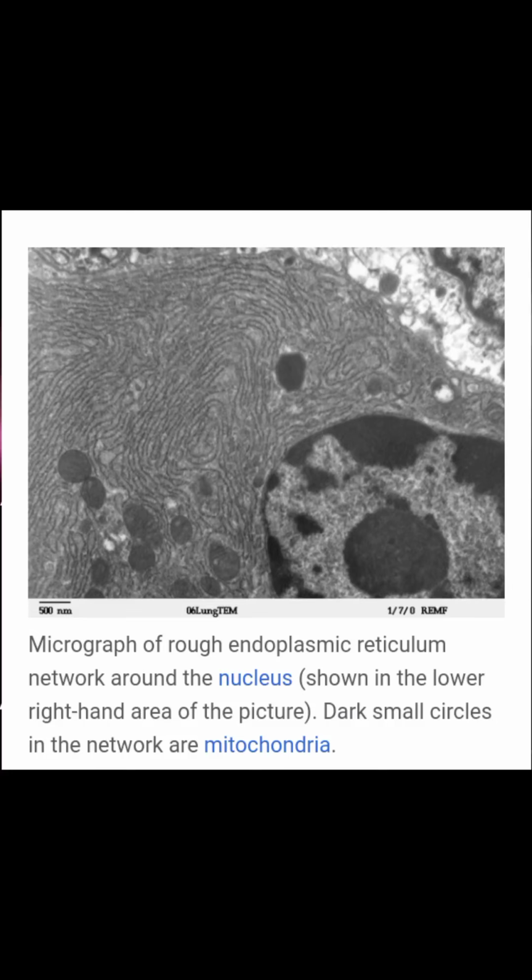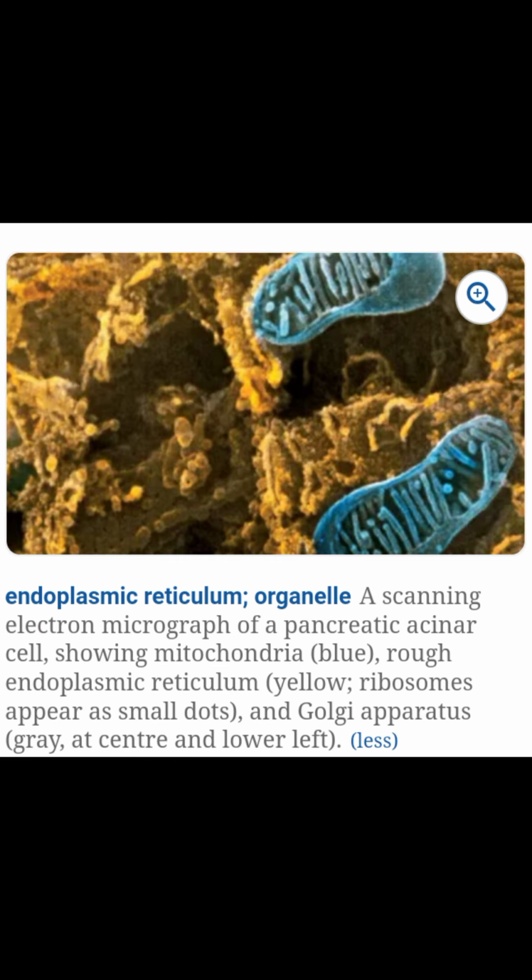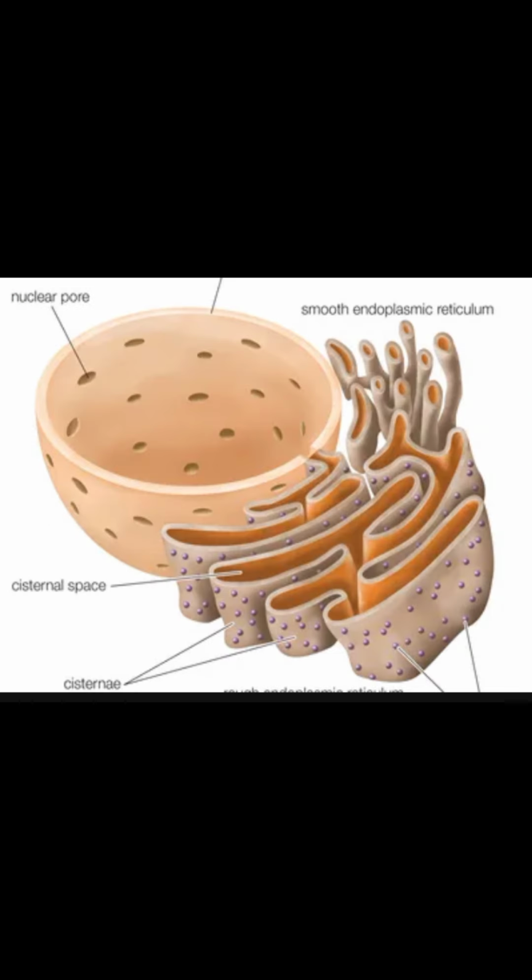It is the micrograph of rough endoplasmic reticulum around the nucleus. Dark circles in this are the mitochondria. In this image of endoplasmic reticulum in hepatocyte cells, the mitochondria are yellow and the endoplasmic reticulum is blue. It is the endoplasmic reticulum. Blue are the mitochondria and yellow are the endoplasmic reticulum.